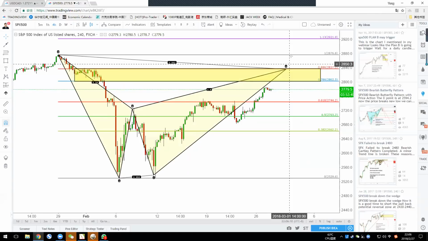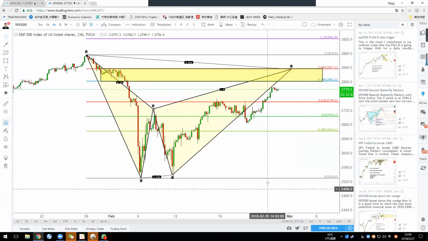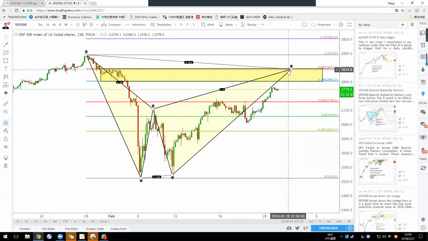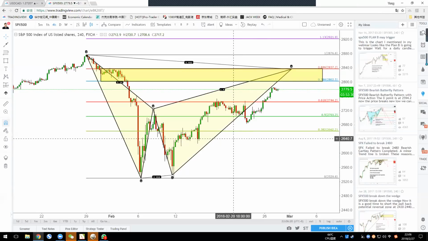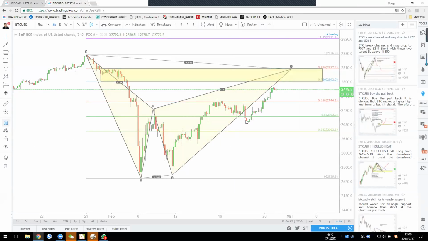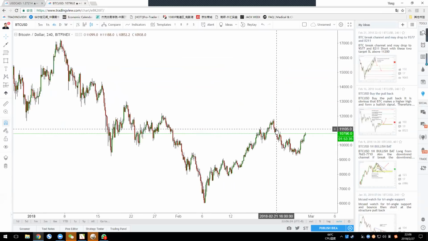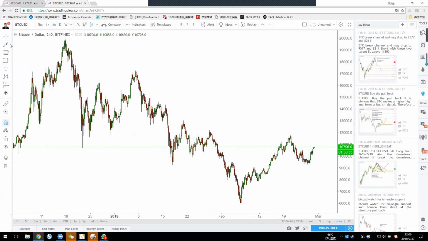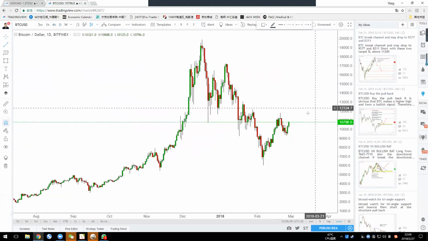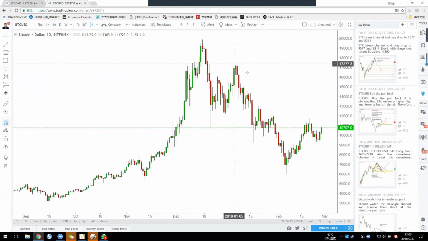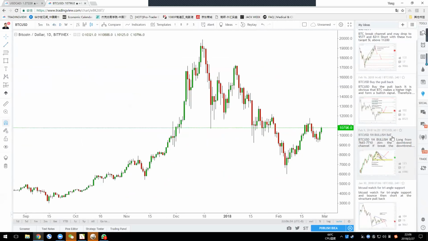All right, cool, and you are selling high, not selling low. You are buying low and selling high. All right, lastly, Bitcoin. I can say that Bitcoin has done a very, very good ABCD pattern, from the last time I published my view on TradingView.